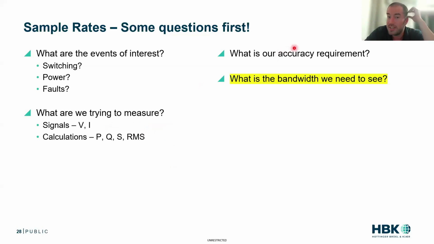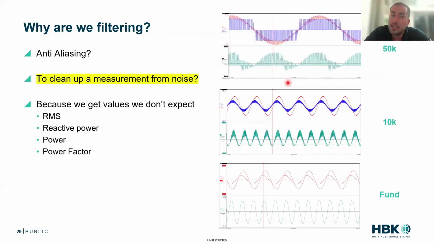What are your accuracy requirements? And the most important one is, what is the bandwidth you want to see? If you don't know the answer to that, you've got to find that answer first. And certainly people like HBK are willing to help you talk through that. But especially if you're a test guy and you get assigned a measurement, ask the engineers, what bandwidth do you want to see? And if they don't know, let's have a conversation.